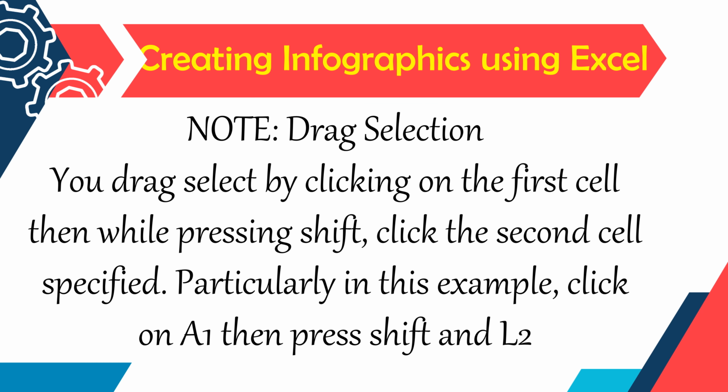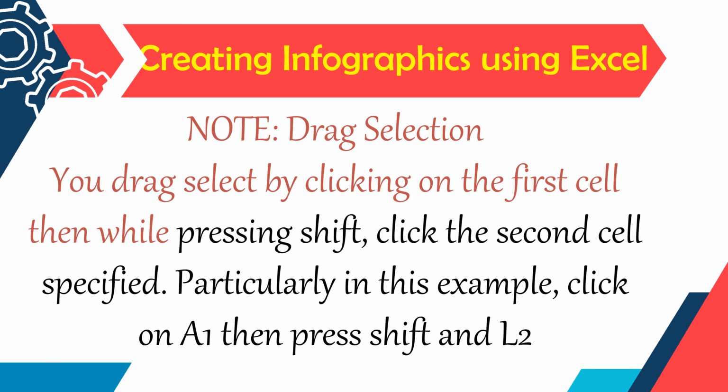Note: drag selection. You drag select by clicking on the first cell, then while pressing Shift, click the second cell specified. Particularly, in this example, click on A1, then press Shift and L2.